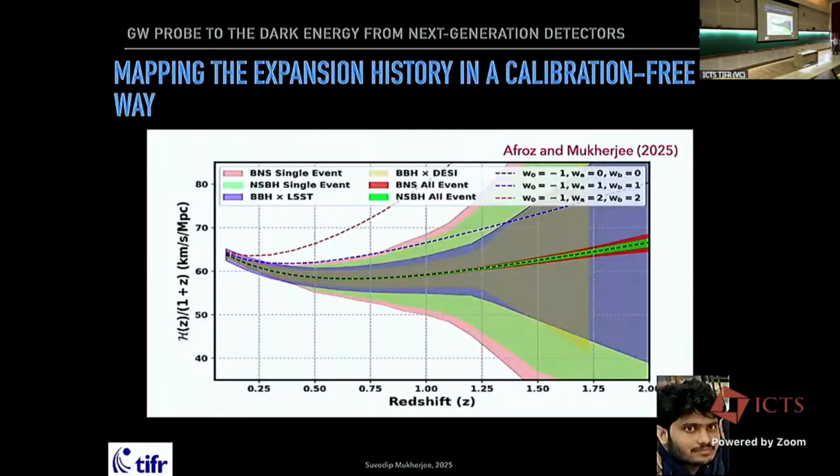Gravitational wave sources in future will be able to map the entire expansion history of the universe up to high redshift. This is the H of z over 1 plus z. This is the rate, it's like a dot. This tells me with future detectors I can go up to high redshift. This is done for the next generation gravitational wave detectors, where we will be able to measure the dark energy equation of state as a reconstruction, not only as w0 and wa.